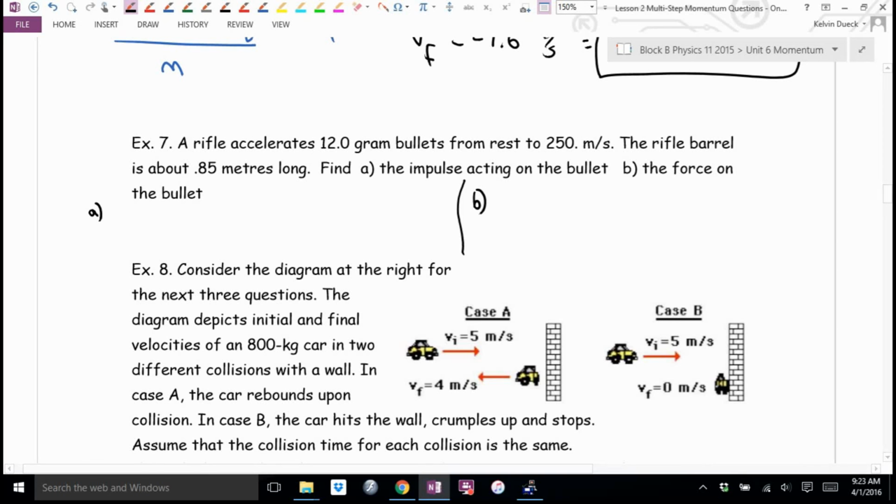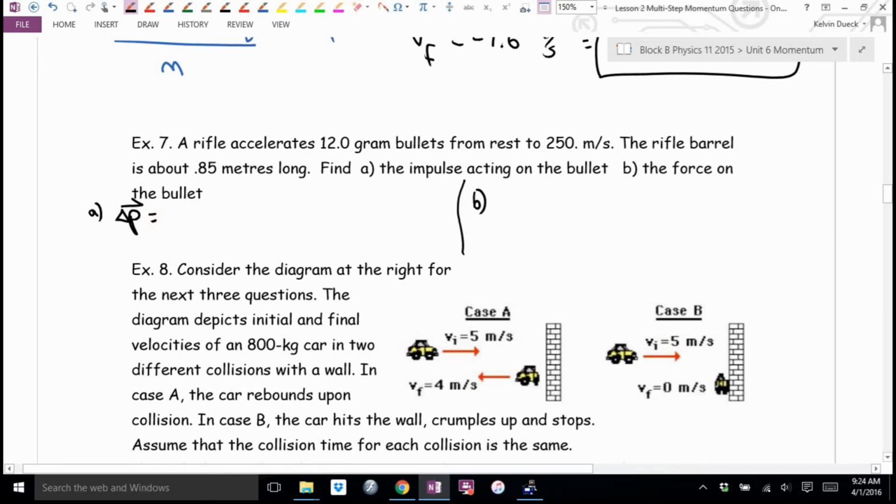Impulse is change in momentum, which, in other words, that's why an object at a constant speed, although it has momentum, has no impulse, right? Change in momentum. So I'm going to start out writing impulse, change in momentum.